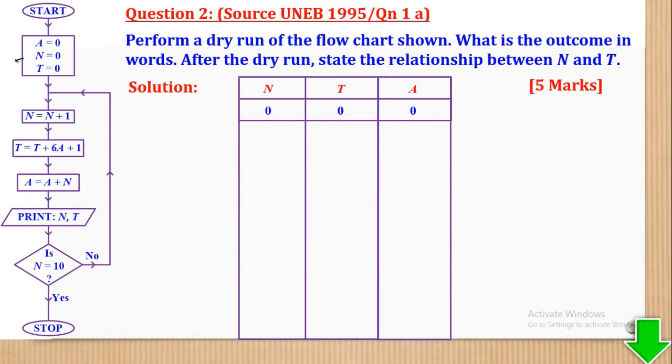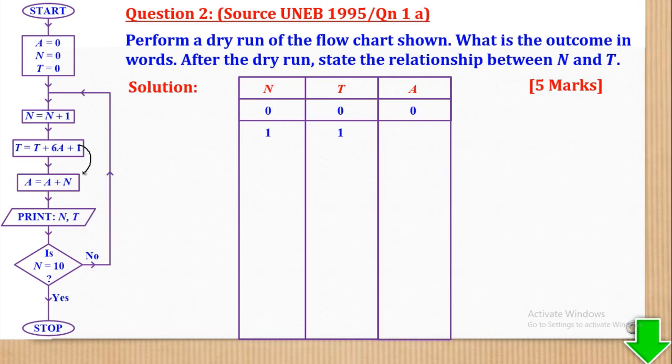So from this, the arrow takes you to this. So this one means that you increment capital N by 1. So N was 0, it is going to become 1. Then from here to here, they tell you that T becomes T plus 6A plus 1. So what does that mean? It means that this T, you put this T 0, you put this A here, 0, and you put this N. Now the new value of N is, okay, here there is no N. So 0 plus 0 plus 1, that means that T will become 1.